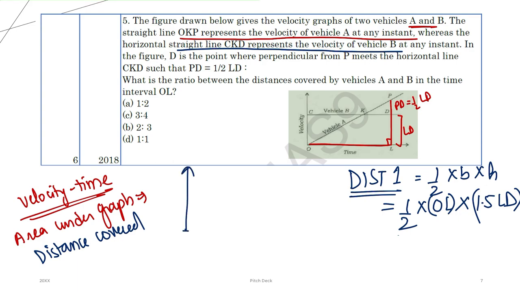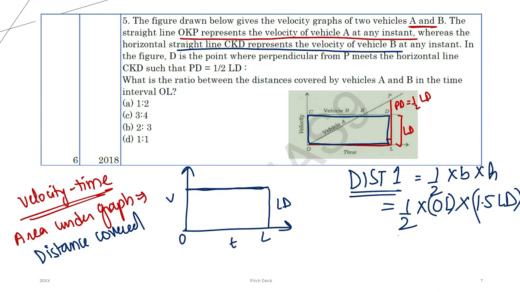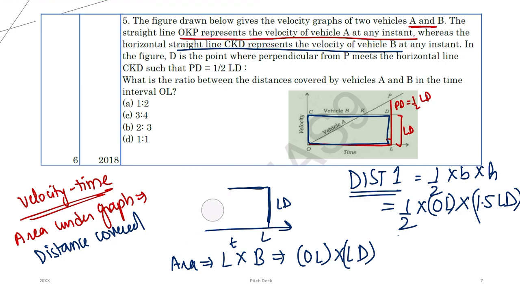Now, to calculate this for person 2, this is the graph. It forms a rectangle, right? This is LD, this is OL. This is the rectangle they have given to you, the velocity time graph. So, area under this graph is length into breadth. Area of a rectangle is length into breadth. Length is OL. Breadth is this part, that is LD. OL into LD. So we have calculated this is the distance covered by person number 2.